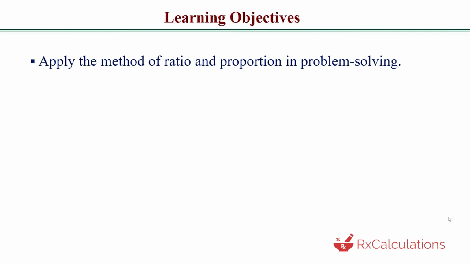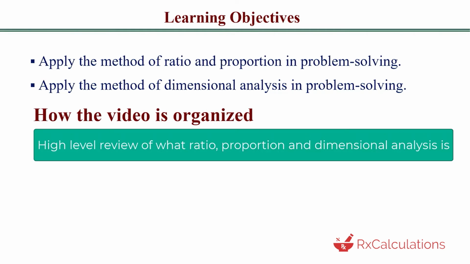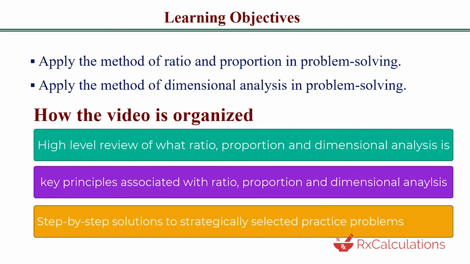For this particular video, we have two main learning objectives. The first one is to be able to apply the method of ratio and proportion in problem solving. And the second one likewise is to apply the method of dimensional analysis in problem solving. In order to achieve these two objectives, you're going to do a high-level review of what ratio and proportion is and what dimensional analysis is. Then we're going to look at some key principles associated with them, and then we are going to do some targeted, highly strategic examples to know how to apply all those principles.